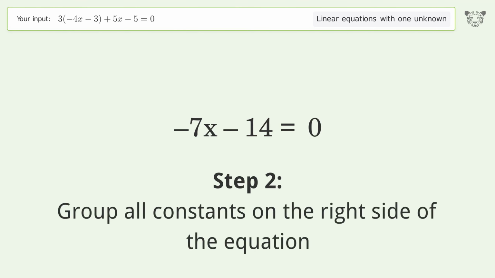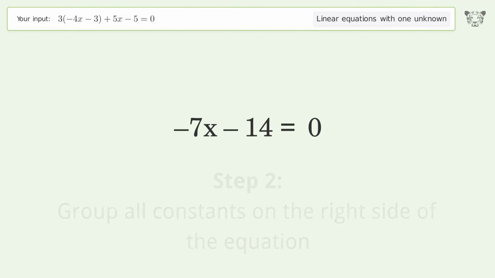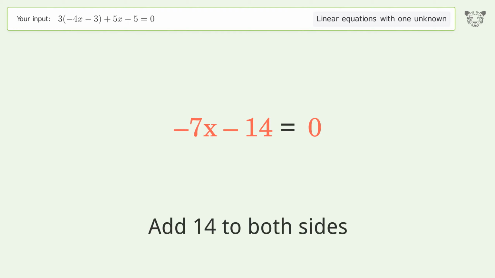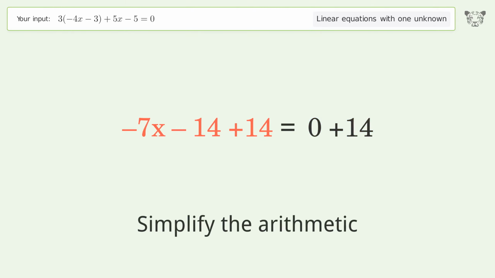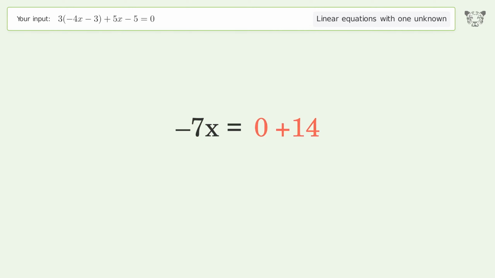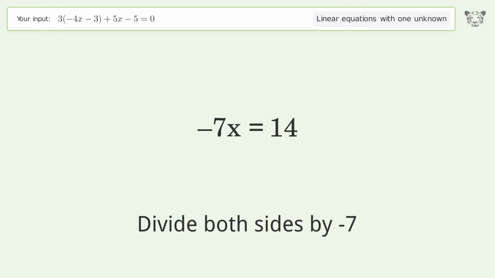Group all constants on the right side of the equation. Add 14 to both sides. Simplify the arithmetic. Isolate the x. Divide both sides by -7.